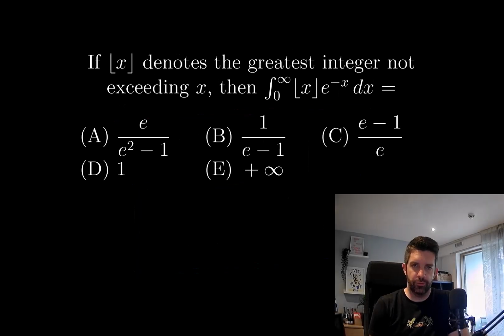Let floor x denote the greatest integer not exceeding x. Then the integral from 0 to infinity of floor x times e to the negative x dx is equal to one of these quantities.